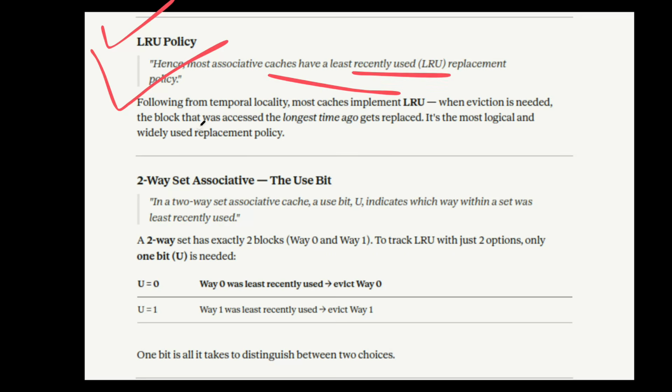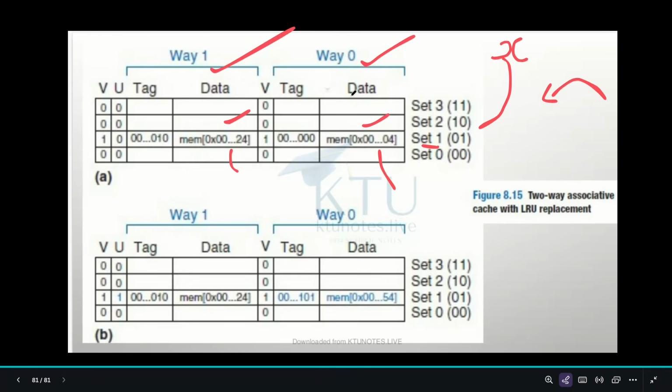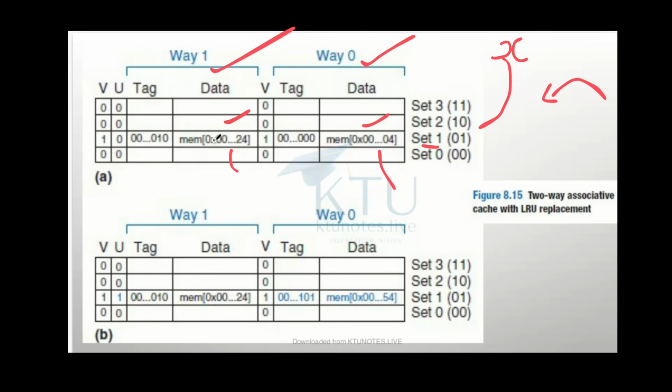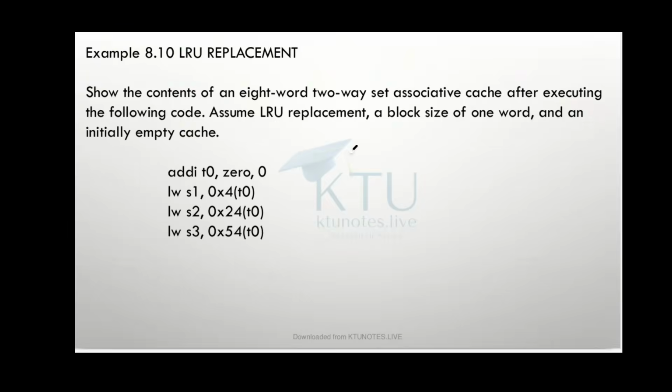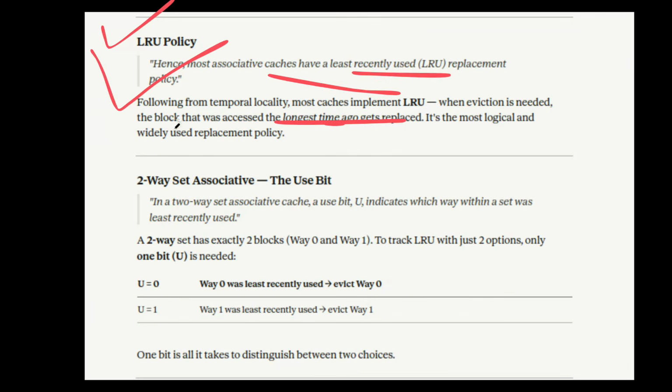When eviction is needed, the block that was accessed the longest time ago would be replaced. That means if you consider here, first I put 0x4 here, and second I put 0x24. So which is least recently used? 0x24 I have just used right now. Least recently used is 0x4. So now if another data comes, that is 54, which also belongs to set 1, this 54 will go to way 0, because this is least recently used. This is what we mean by LRU policy.